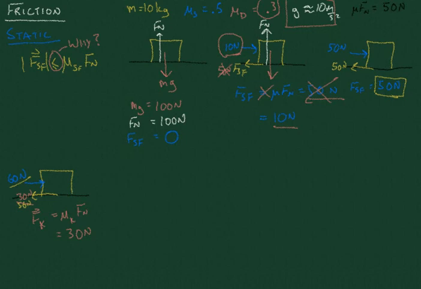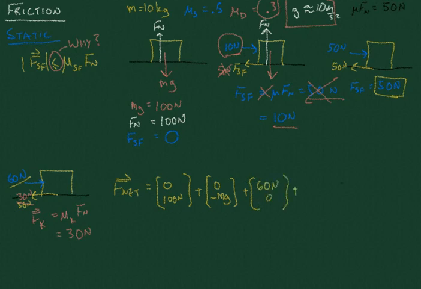Okay? So now, if we look at our net force, we see that if we look at the normal force, we have 100 newtons in the plus y direction. If we look at gravity, we have minus 100 newtons. We have our applied force of 60 newtons. And we have our frictional force of minus 30 newtons. So in total, this gives us a net of 30 newtons in the x direction.